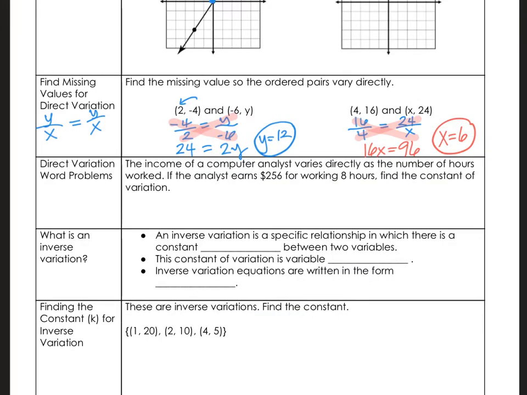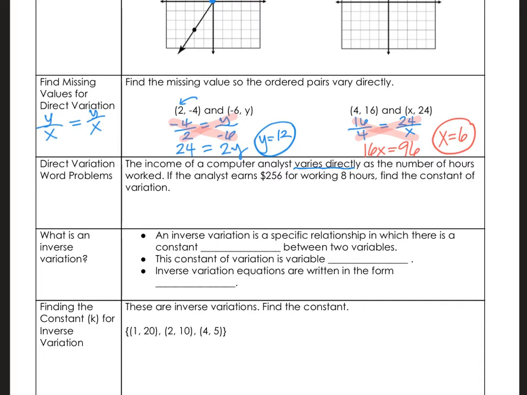All right, so now we've got a direct variation word problem. So this is the income of a computer analyst varies directly. So it's saying it varies directly, so we need to make sure that we use what we know about direct variation as the number of hours worked. If the analyst earns $256 for working 8 hours, find the constant of variation.